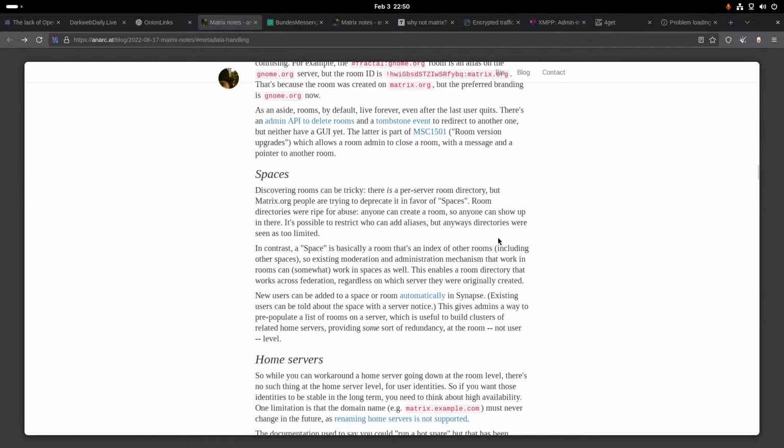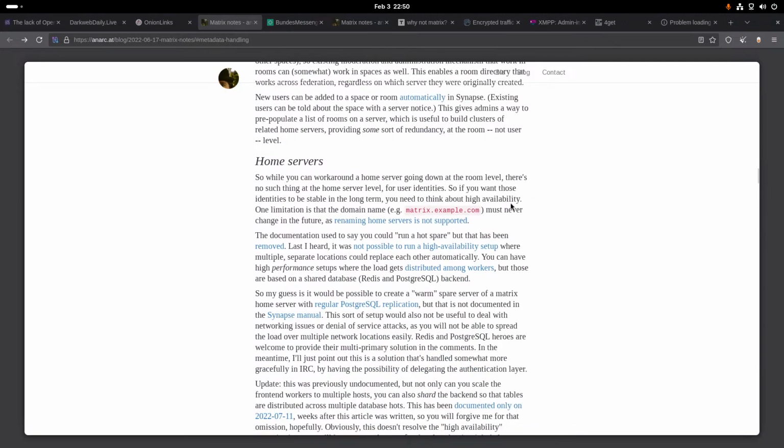New users can be added to the space or room automatically in Synapse. Existing users can be told about a space with a server notice. This gives admins a way to pre-populate a list of rooms on servers. Home servers.